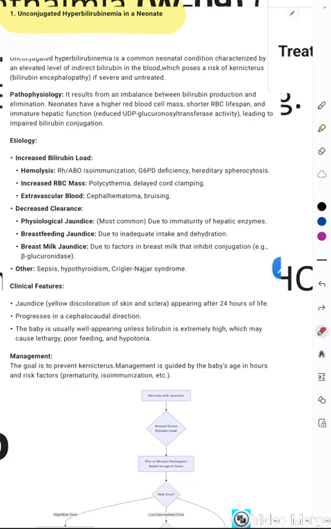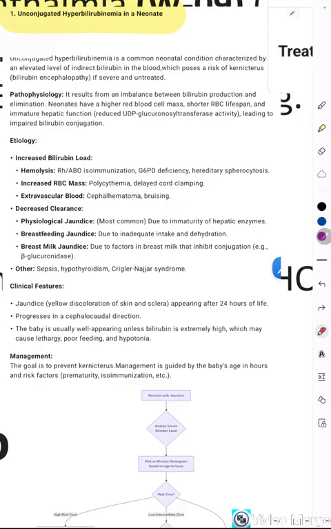Neonates have a higher RBC mass, they have immature hepatic enzymes, and at the same time a shorter RBC lifespan, because of which the hemolysis is more, but the hepatic enzymes are immature to remove the bilirubin, and impaired bilirubin conjugation is present. Then the causative factors are the increased bilirubin load, as in case of hemolysis.